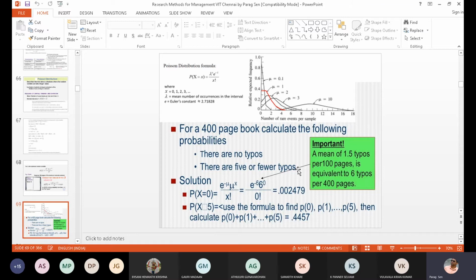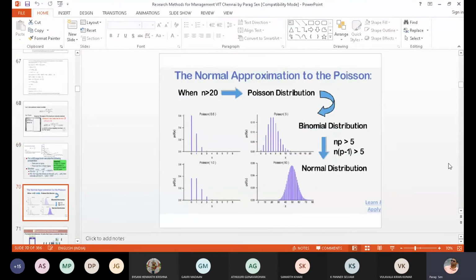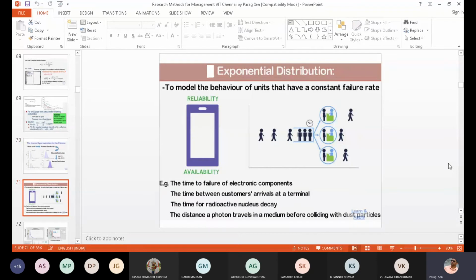You can understand that this is a discrete variable: the error can be 0, or 1, or 2, or 3. It cannot be 2.5 errors or 2.3 errors. So clearly this is a discrete variable. All these probabilities you need to accumulate, and this will come out to be 0.4457.